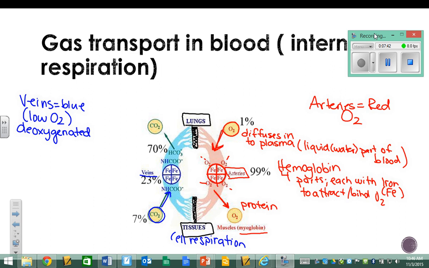Now for CO2 there are actually 3 different ways that it can be transported. The first way, that's 7%, is the idea of diffusion into plasma. So much like for oxygen, some of the CO2 can just be in the liquid part of your blood, just hanging out. Now, contrary to oxygen, hemoglobin is not the main method of transport.